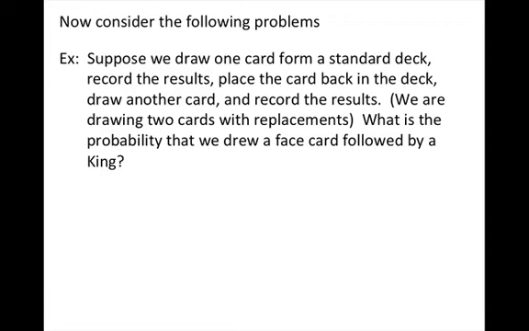Now consider the following problems. Suppose we draw one card from a standard deck, record the results, put the card back in the deck, draw another card, and record those results. That's just a long way of saying we're drawing 2 cards with replacement. So whatever card I draw first, I put it back in the deck for my second draw. So what's the probability that we drew a face card followed by a king?